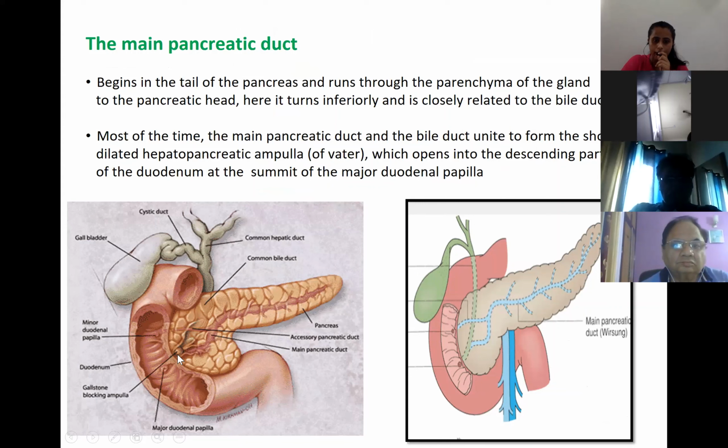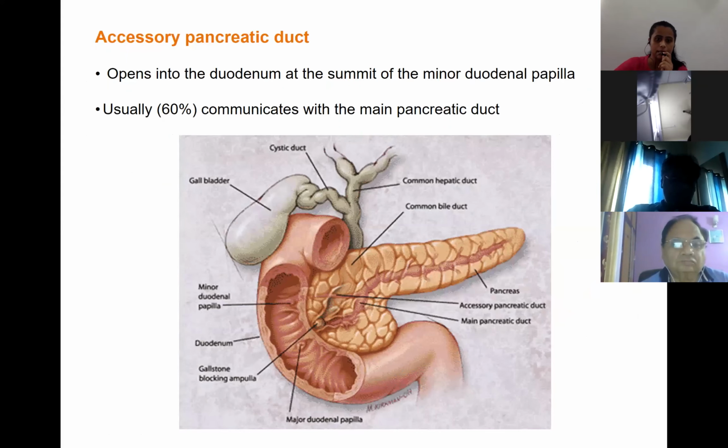And what is the other name of the main pancreatic duct? Is it duct of Wirsing or duct of Santorini? The duct of Wirsing. And the other one, the accessory duct, is the duct of Santorini. So this is the main duct, and this is the accessory pancreatic duct over here, as we can see.